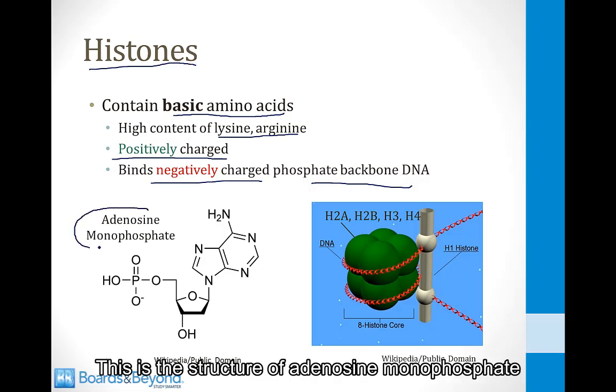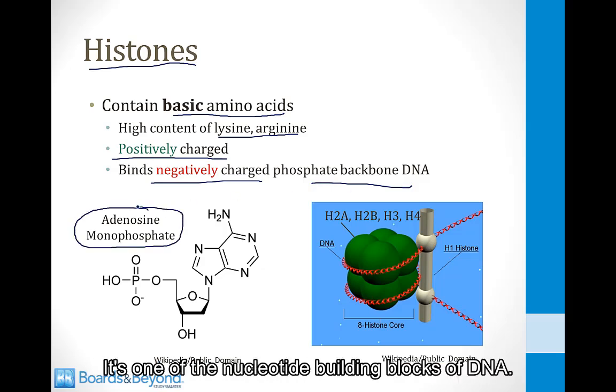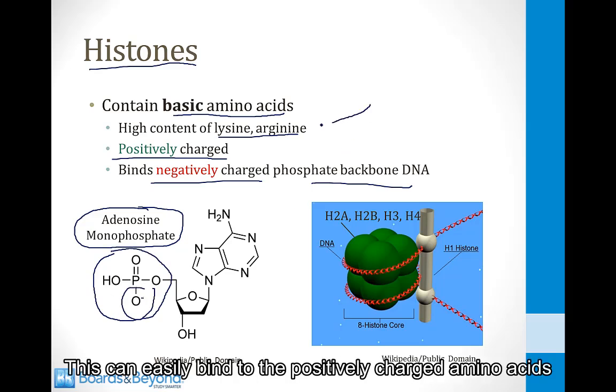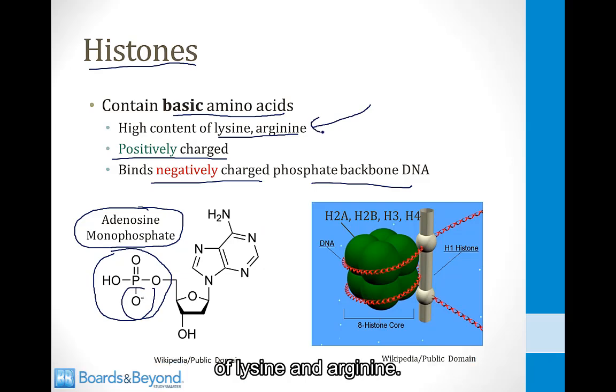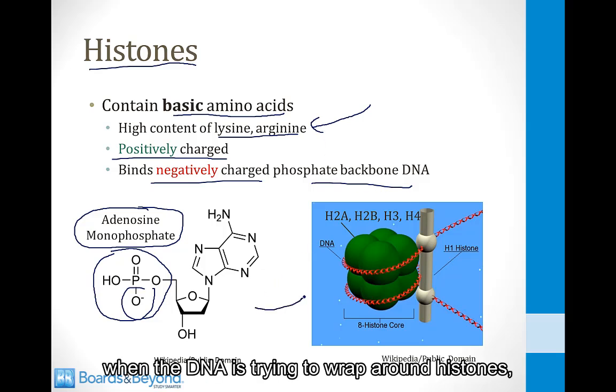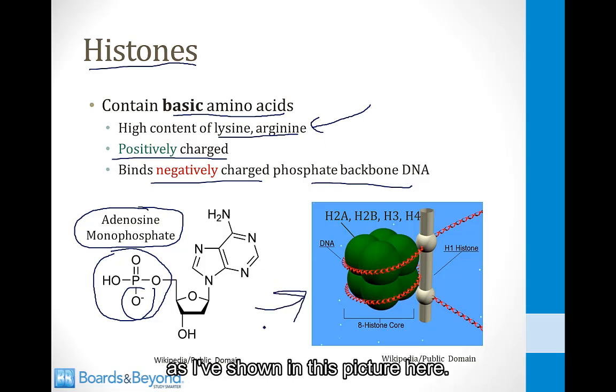This is the structure of adenosine monophosphate on the screen here. It's one of the nucleotide building blocks of DNA. And just like all nucleotides, it has a phosphate moiety attached, which has a negative charge. This can easily bind to the positively charged amino acids of lysine and arginine, and this makes these amino acids very useful when the DNA is trying to wrap around histones, as I've shown in this picture here.